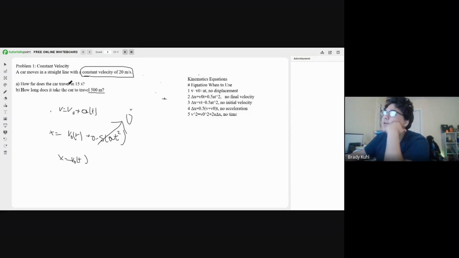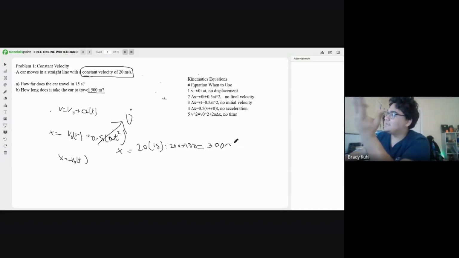So how far does the car travel in 15 seconds? I do not know, so let's see. 20 times 15, T equals 15. 20 times 10 is 200, so we get 200 plus 100, which equals 300 meters. The car travels 300 meters in 15 seconds. That is the answer.